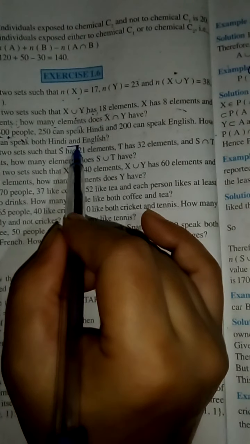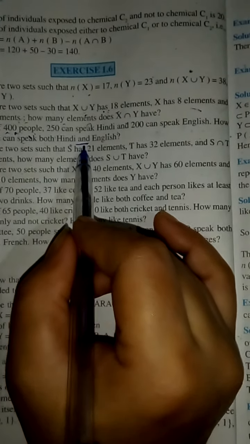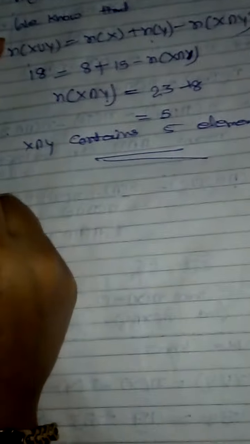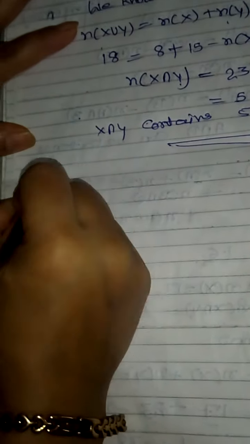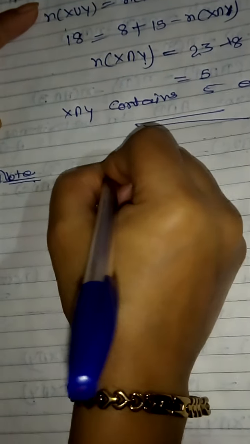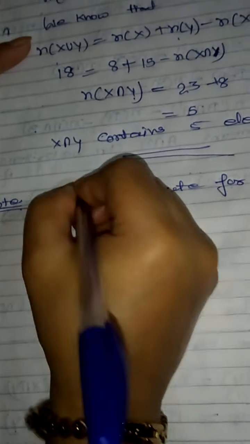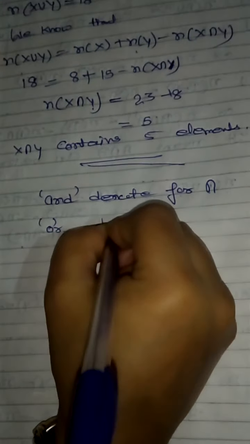Hindi and English: and denotes intersection, or denotes union. This is very important. Note: and means intersection, or means union.